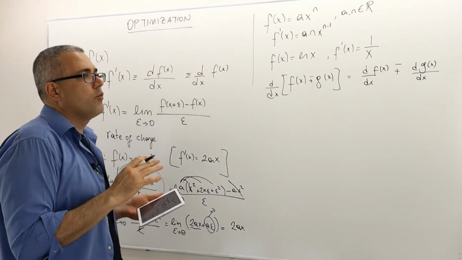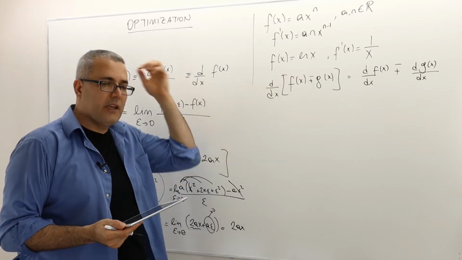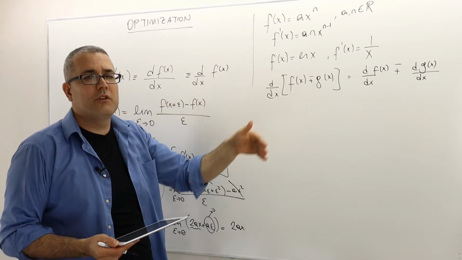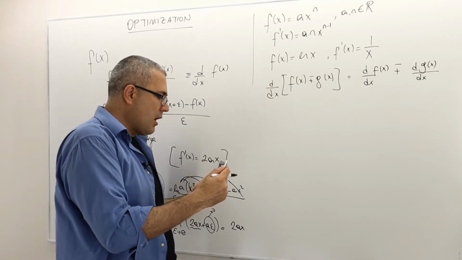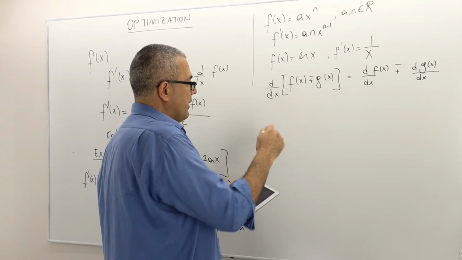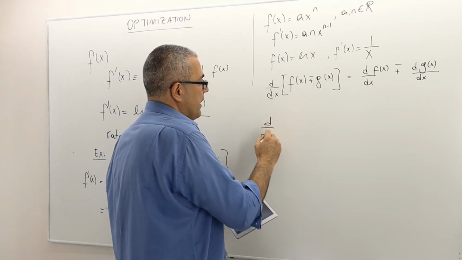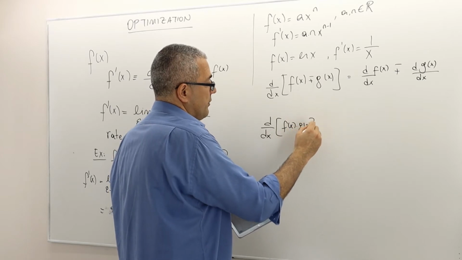Whenever you have an addition or subtraction of two functions, you basically take the derivative of each individual function and then add them up, or if it is subtraction, subtract them. If it is multiplication, however, things are a bit more complicated. d/dx of f of x times g of x, for example.